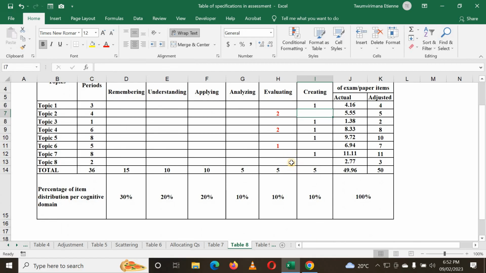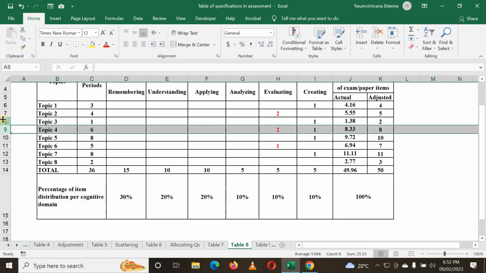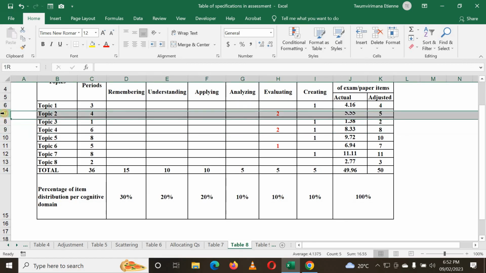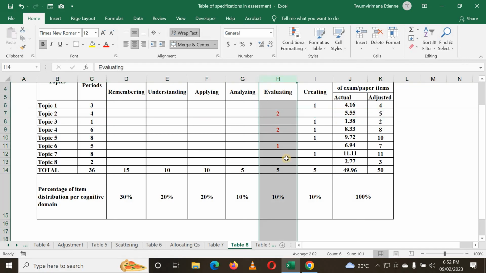And then you allocate, but don't exceed the number of questions. Here this must be 5, and you are putting questions just thinking of the number of this row. All laws you have to respect. The final number will not exceed 5, and the final number here in the column must not exceed 5. And it is 5 for me because I've chosen 50 questions, but for you it will not be maybe 5, depending on the number of topics, the number of questions, and the number of periods that you have.